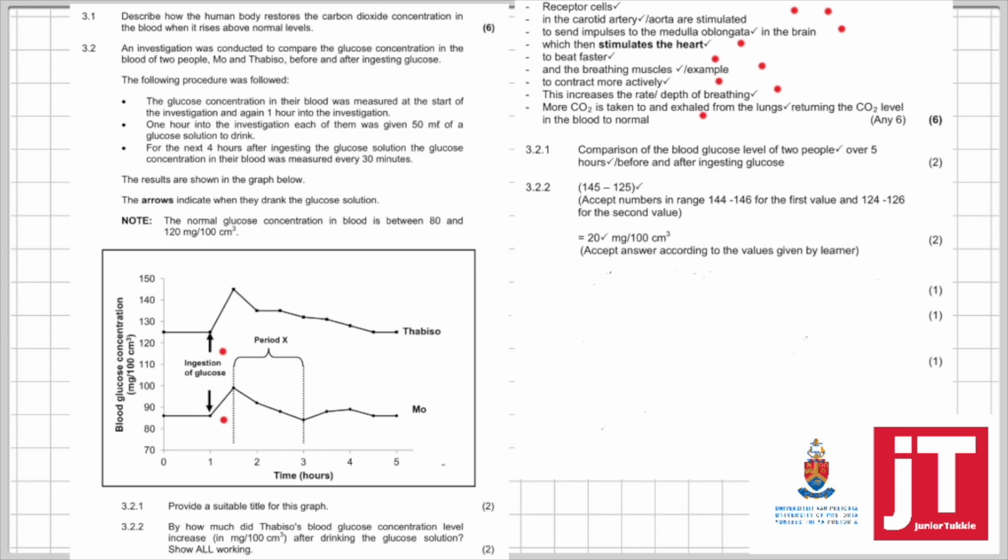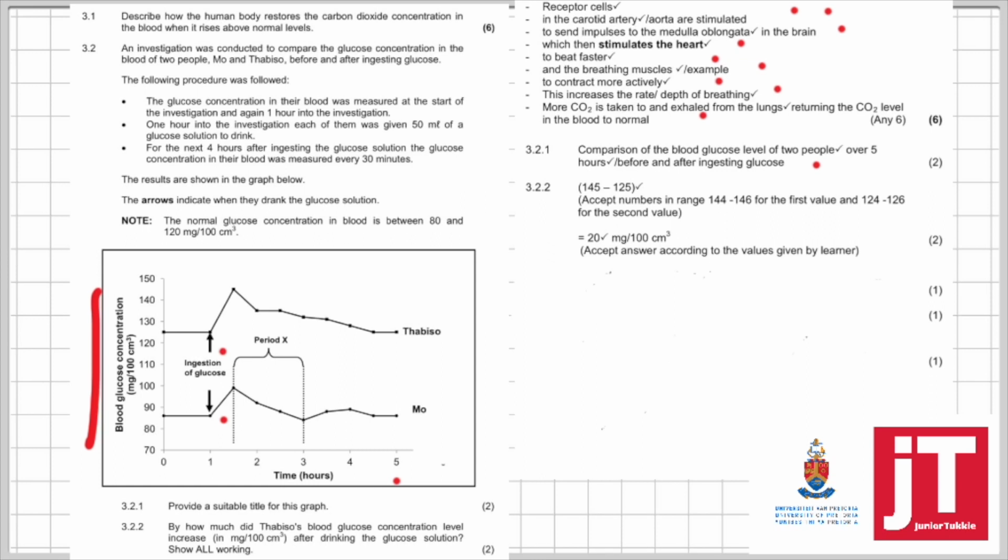Right, note. Normal glucose concentration in the blood is between 80 and 120 milligrams per 100 centimeters cubed. So there you have your blood glucose concentration and your time. Provide a suitable title for this graph. You are comparing the blood glucose levels of two people over 5 hours before and after ingesting glucose. Nice question.